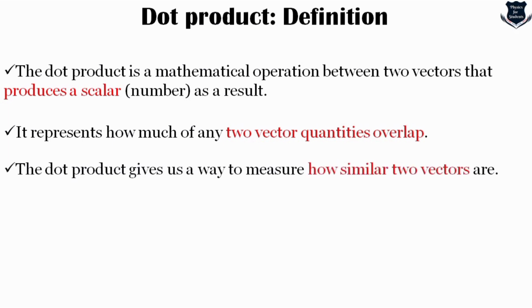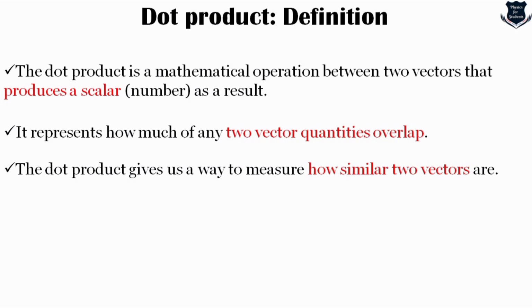The physical meaning of the dot product is that it represents how much any two vector quantities overlap and how similar two vectors are. Now here is an example. When I say how similar two vectors are, I might say, okay, this is Mr. X and that is Mr. Y, and these two people are more or less similar to each other in terms of their skin complexion, their accent, and what they talk.